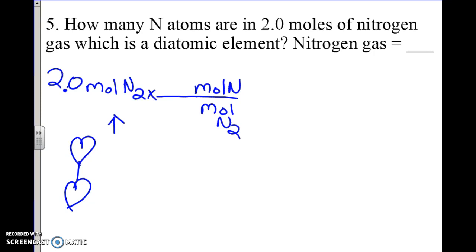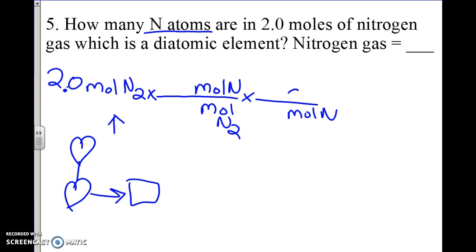We don't want our answer in moles of N. We want it in nitrogen atoms. So we have to get rid of that label. So that goes on the bottom of the next step. Moles of N. And now we're going to go from this heart over to atoms of N. So if you're looking on your mole map, you can kind of see the pathway that we went. So we can go to atoms of N.